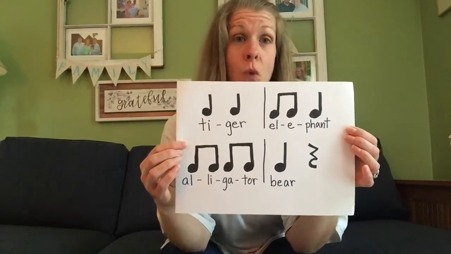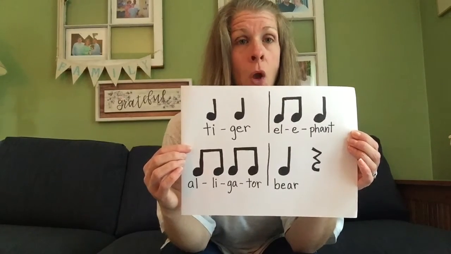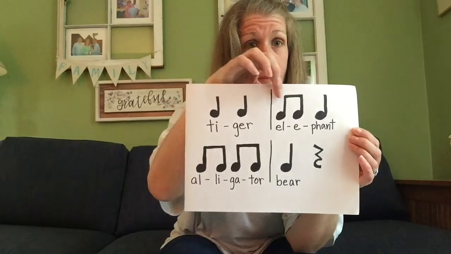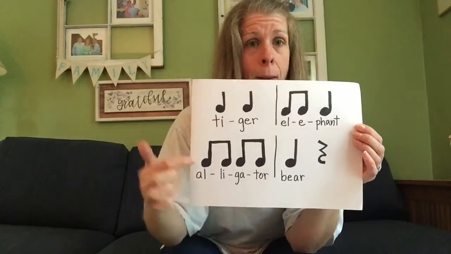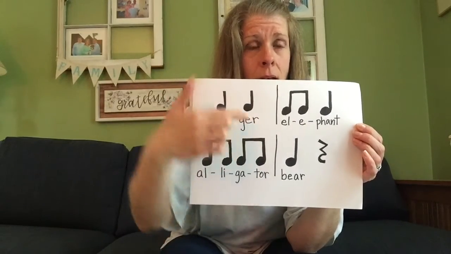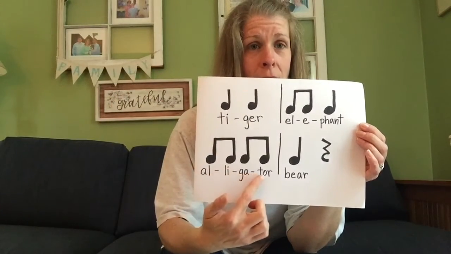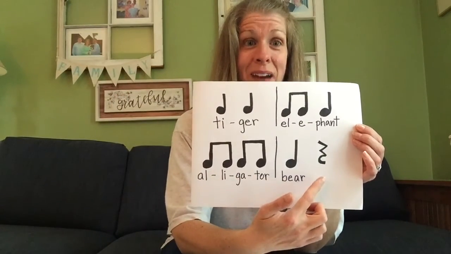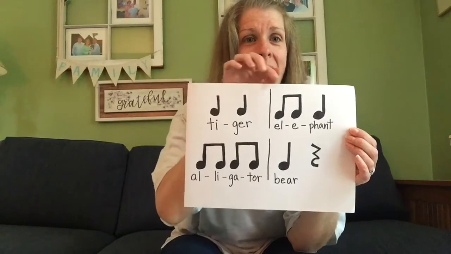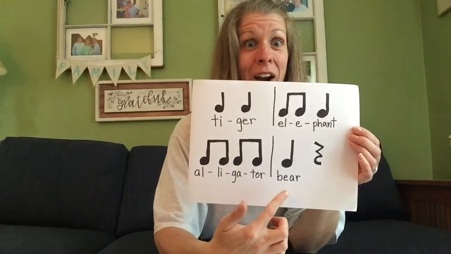and you could either just write your animals, all 4 animals right in a row to help you remember, or you could write it out like this, putting the rhythm up above it. You can see that my pattern follows 2 syllables, 3 syllables, 4 syllables, and then 1 with a rest. So my pattern is tiger, elephant, alligator, bear.